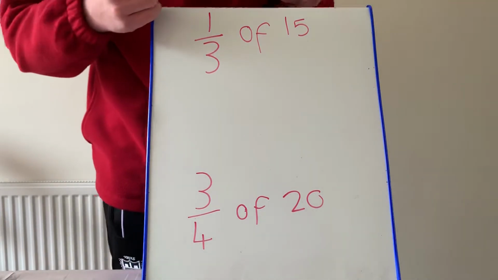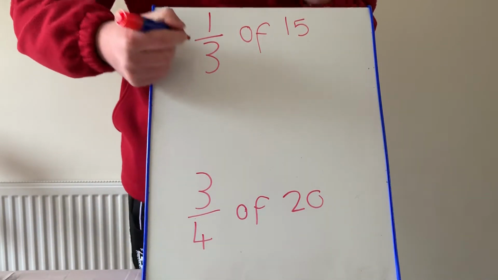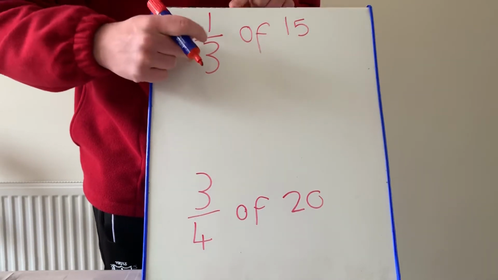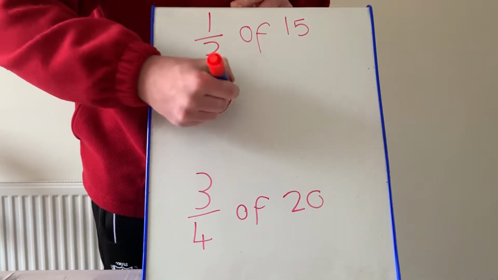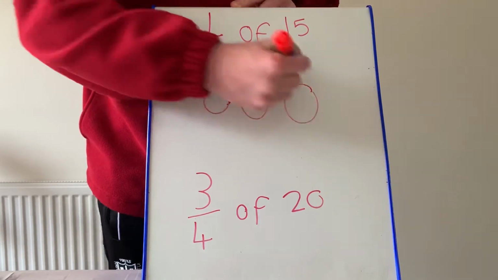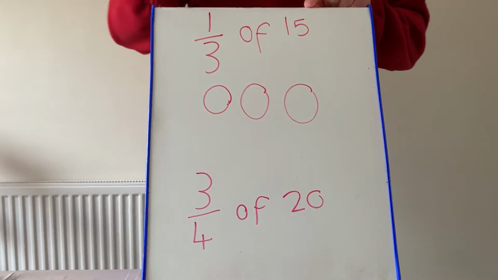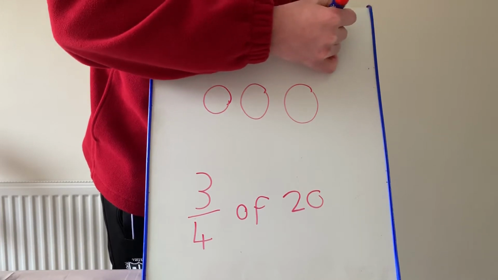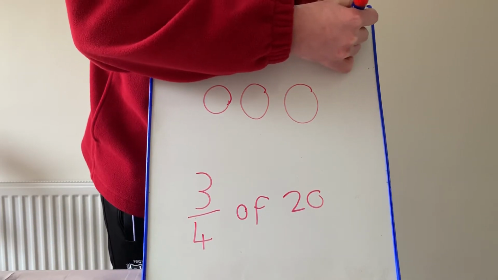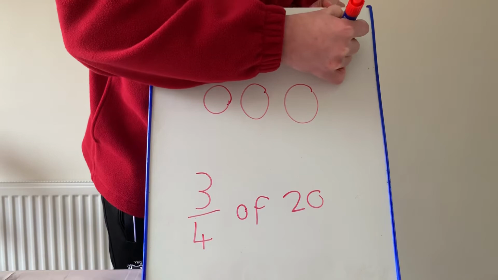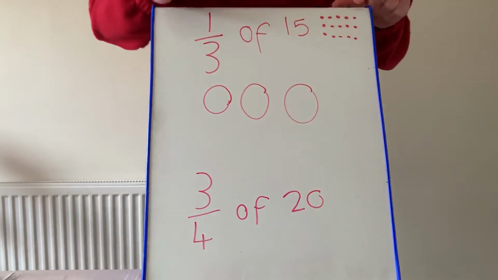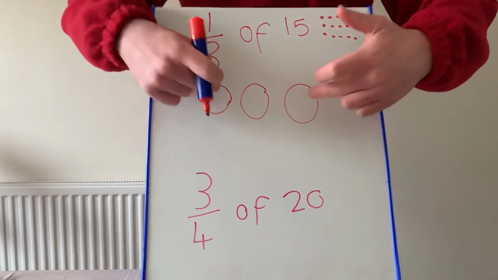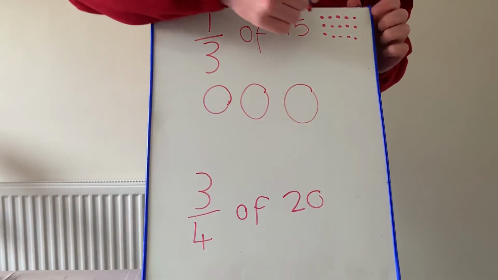Okay, so the first thing I want to do is look at what I'm dividing by. Look at my denominator. So 3, I'm dividing by 3, so I'm going to need 3 big plates. How many P's am I going to need? I'm going to need 15, so I'm going to do them in my 5s again. 5, 10, 15. And what I'm going to do is share them equally into my 3 plates.